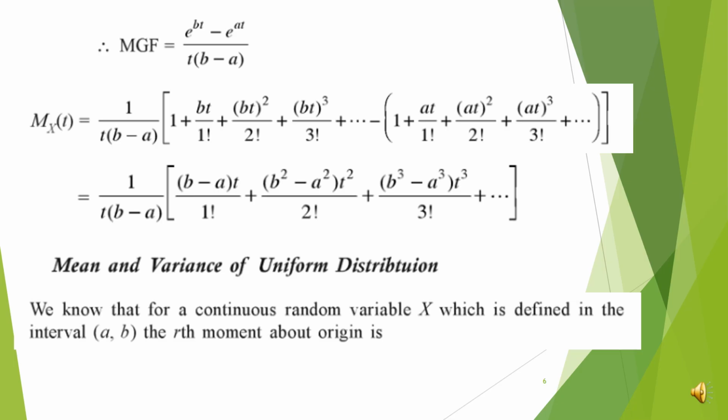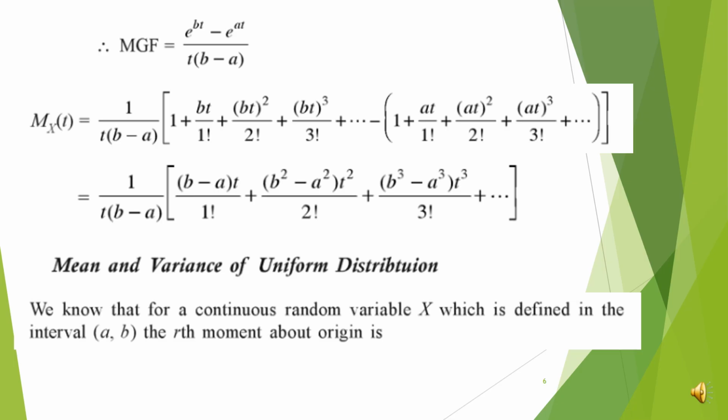The uniform distribution is one of the simplest continuous distributions. In this distribution, all values within a given interval are equally likely. This means there is no preference for any particular value. The graph of a uniform distribution is a horizontal line over the interval, indicating constant probability density.